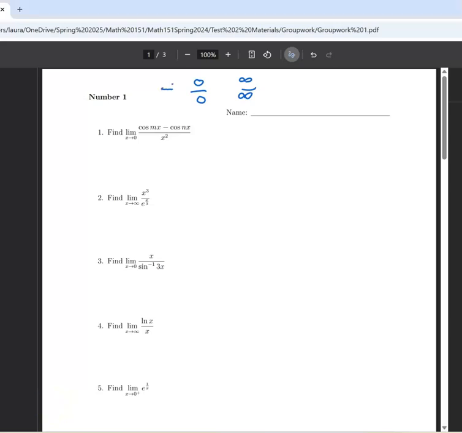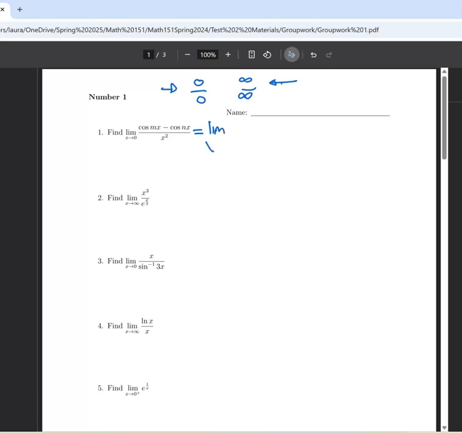I have 0 over 0 or infinity over infinity, I have an excellent tool called L'Hopital. You always have to make sure that it's L'Hopital ready before you just go taking the derivative. So if I plug in 0, cosine of 0 is 1. That gives me 0 over 0. Okay, it is L'Hopital ready.